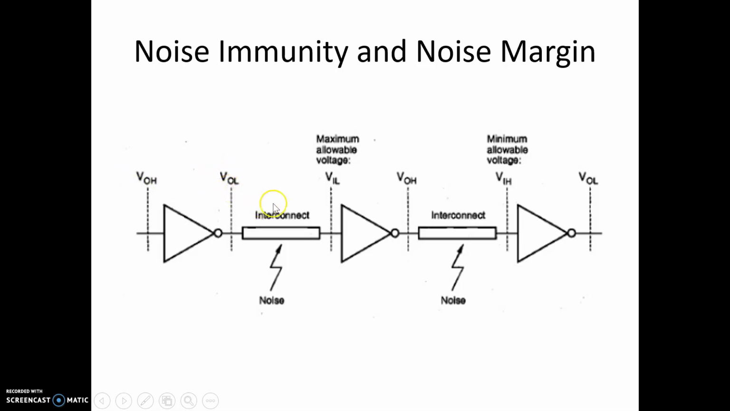The interconnect will add some noise to the output, so the output voltage may increase or decrease. If we assume the output voltage increases, and this VOL becomes greater than VIL, we know VIL is the maximum allowable voltage which is treated as a logic 0. So if VOL is greater than VIL, it may be treated as a logic 1, and it will generate noise. So the separation between VOL and VIH must be high.